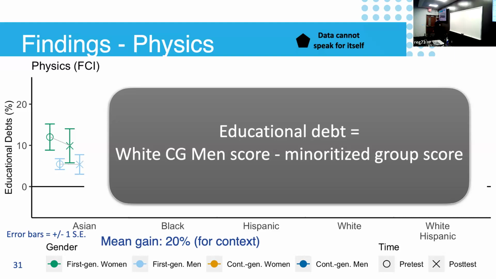Yes, excellent. Just a reminder, this is basically saying that, to start, first-gen Asian women scored roughly 13 percentage points lower on the FCI, that's the measure we use here, than continuing-gen white men. So their educational debt was around 13. On the post-test, it was 10 or 11 points lower. So a little bit of repayment of educational debt. We see the first-gen Asian women were owed a larger educational debt than first-gen Asian men. Questions before I show you all the rest of the data?